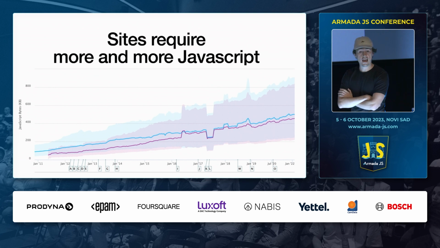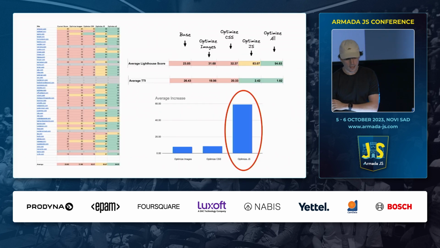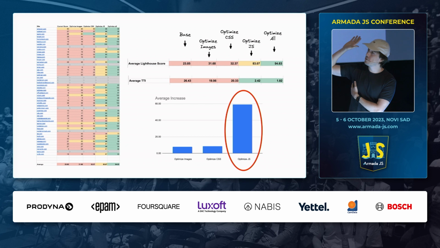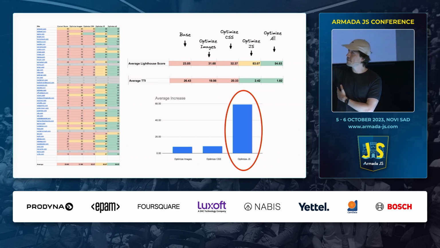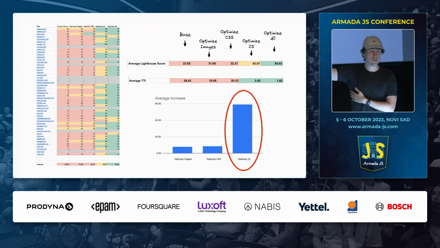This is information from Web Archives. It shows that in the last 10 years, the amount of JavaScript has been steadily increasing. And when you look at the 50, this table is not very important, but you just have to pay attention that in the left column, everything is red. That's bad. And green usually means good.